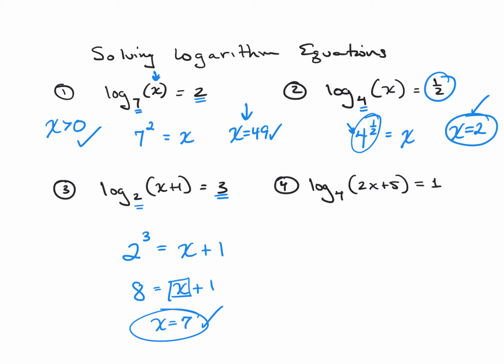So log base 4 of 2x plus 5 equals 1. The base of the exponential function is 4, and 1 is the exponent, and I'm claiming that 4 to the 1st power is equal to 2x plus 5. So first step is we're going to solve this. 4 to the 1st is just 4, so we subtract 5, and then you get -1 equals 2x, and then all of a sudden you get x equals -1/2.